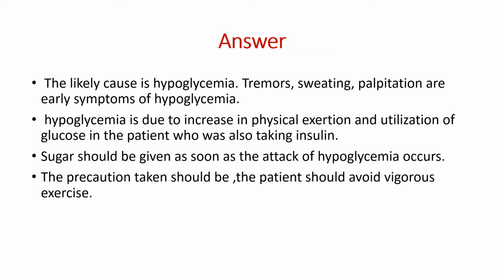The likely cause is hypoglycemia. Tremor, sweating and palpitation are early symptoms of hypoglycemia. Hypoglycemia is due to the increase in physical exertion and utilization of glucose in the patient who was also taking insulin. Here the patient was going for a longer walk, due to which the glucose was utilized, and he was also on insulin, which resulted in hypoglycemia. Sugar should be given as soon as the attack of hypoglycemia occurs. The precaution is that the patient should avoid vigorous exercise.